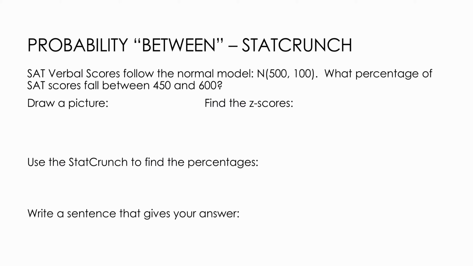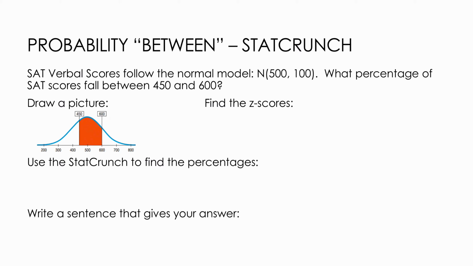Here we're looking at the percentage of scores that fall between 450 and 600. Now this could get really difficult if we didn't have StatCrunch because you'd have to do some crazy addition, subtraction, etc. But here it's not going to be too bad. First thing you would do, and again this is optional, is to draw a picture. It's good to visualize what it is that we're finding. Looking at this picture, it looks like about 50% fall between 450 and 600, but it's really difficult to tell just by looking at the picture.